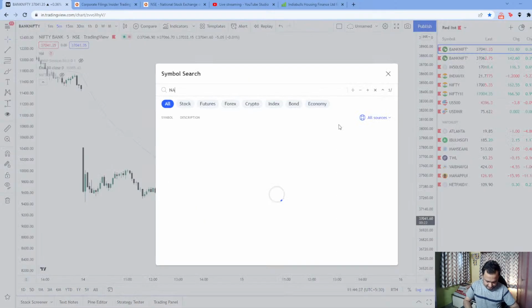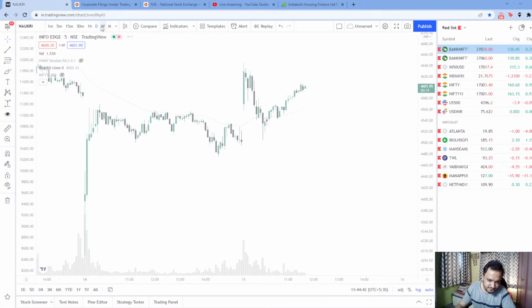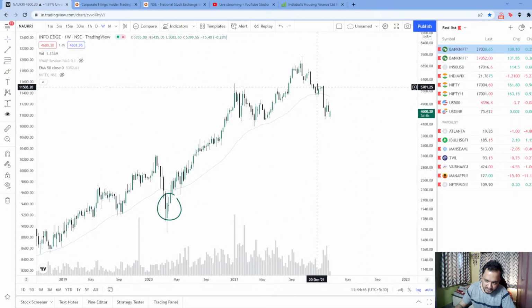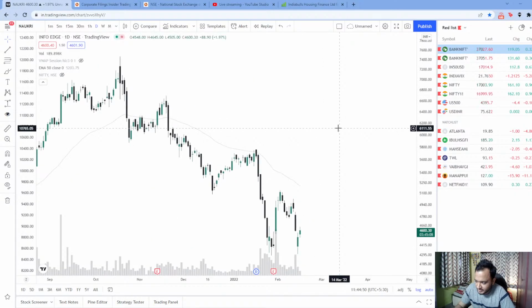Naukri again. Naukri, what is there? Naukri, it's fallen a lot. There is nothing in Naukri. Weekly EMA also gone. So avoid Naukri for now.